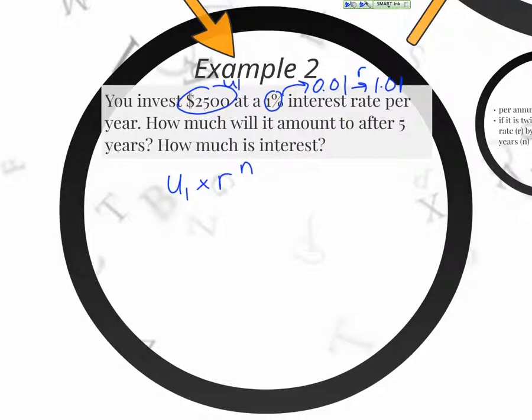And then what's the compounding periods? How long are we keeping this money in there? 5 years for N. So definitely need to be able to pick all those things out. If you are having issues, you need to speak up and let me know. Because then we can plug all that in there. So 2,500 times 1.01 to the 5th power. So I leave that in there.